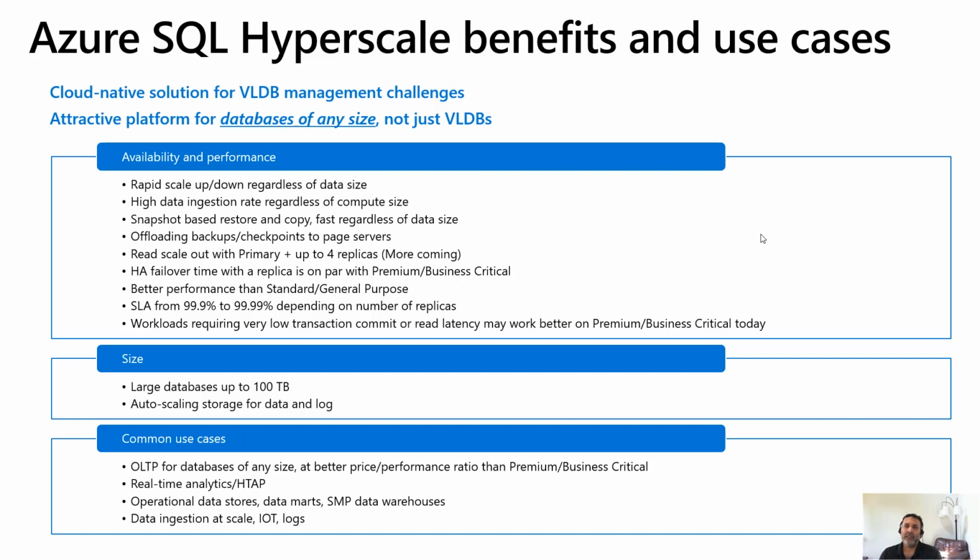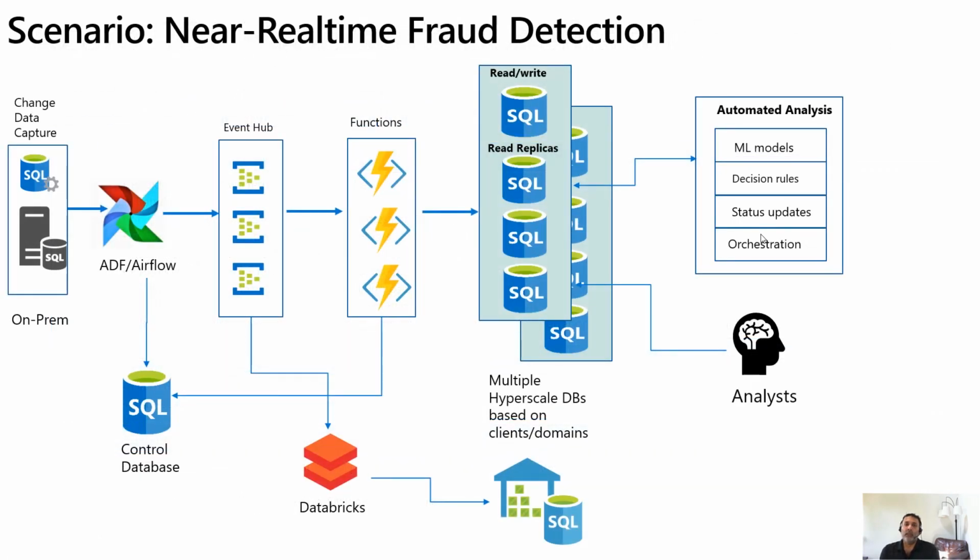The most common use cases are OLTP, which is very well known. It's for databases of any size for OLTP. Other common use cases are real-time analytics or HTAP, as well as the SMP type of operational data stores or data warehouses. And last but not the least, the new breed of modern applications with things like IoT. We are not going to cover the OLTP scenarios because relational databases have been great for that for ages.